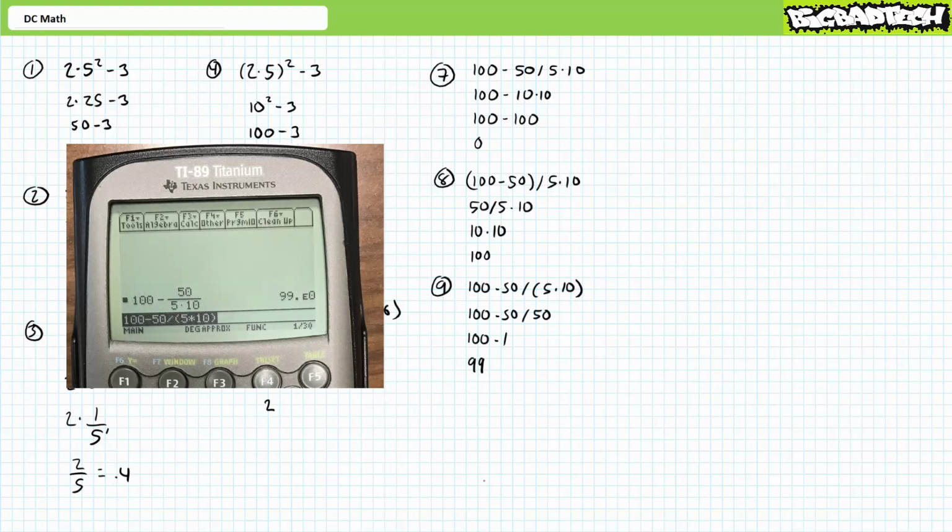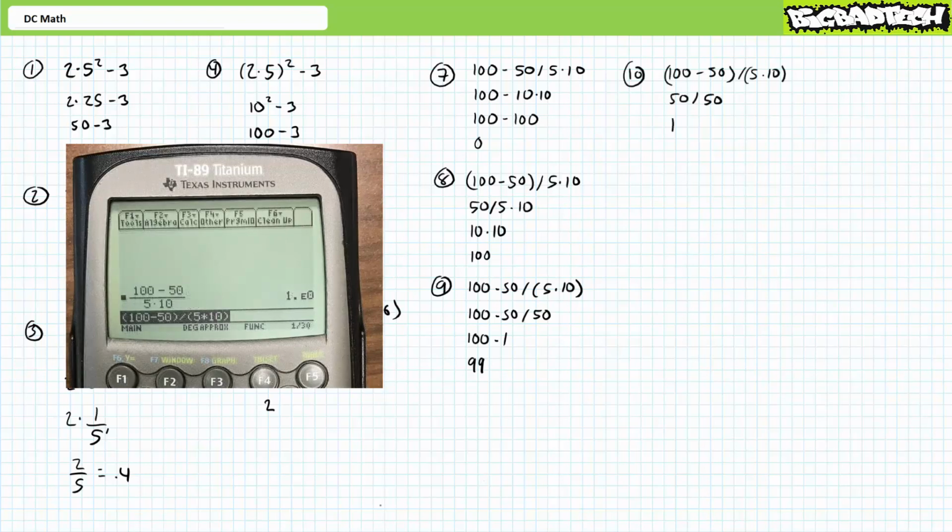Our next problem asks us to solve for 100 minus 50 divided by 5 times 10 inside parentheses. We need to resolve the operation inside the parentheses first. 5 times 10 is 50. Now division receives priority. 50 divided by 50 is 1, and 100 minus 1 is 99.